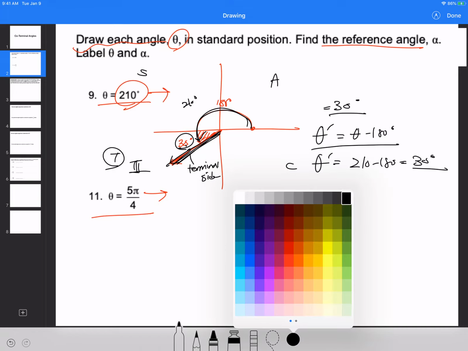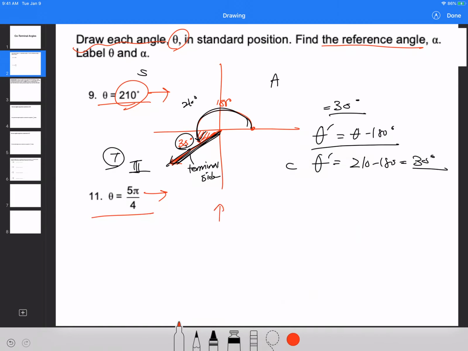Now, for the second one, we have 5 pi over 4. That is pretty much the same thing, because the way I see it, 5 pi over 4 is 4 pi over 4 plus pi over 4. And I know that 4 pi over 4 is just pi. That's 180 degrees.